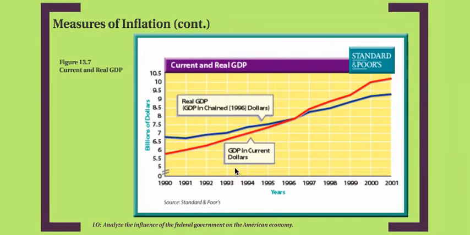Now here's a look at GDP figures between 1990 and 2001. This red line marks the actual GDP without adjusting it. This is the real GDP chained in 1996 dollars, so they've applied the price deflator and adjusted. As you can see, the GDP went up quite a bit, but not as dramatically in the real GDP when you adjust for inflation.